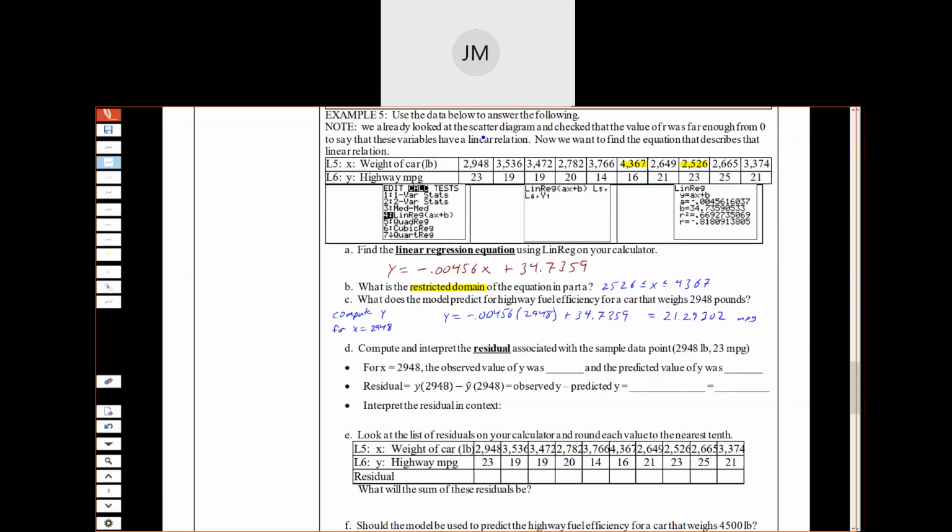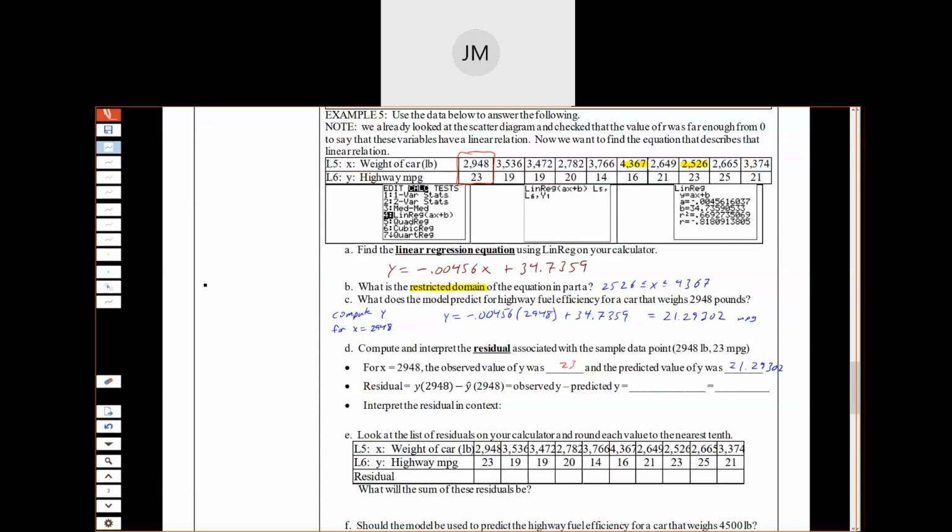Because if I look back at my original data, I have a car that weighs exactly that amount. This 2948 wasn't picked at random. That's the first car on our list of data. So when x is 2948, the observed value of y, the car that we actually measured, was 23. The predicted value of y comes from the equation of the line, and that was 21.29302.